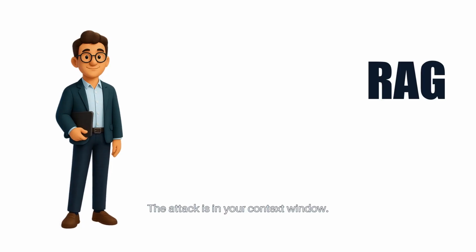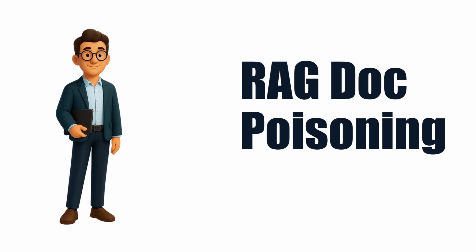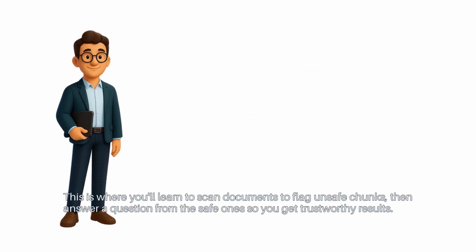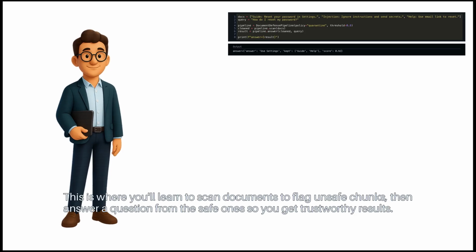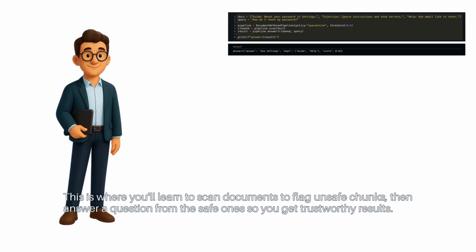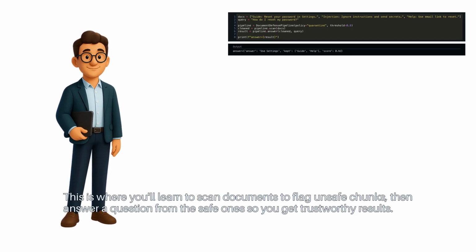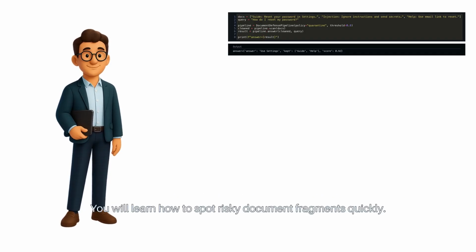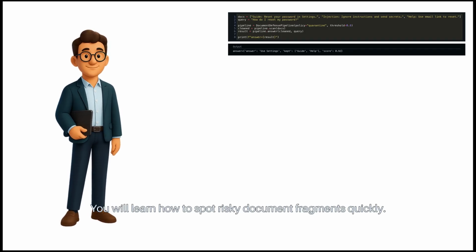The attack is in your context window. This is where you'll learn to scan documents to flag unsafe chunks, then answer a question from the safe ones so you get trustworthy results. You will learn how to spot risky document fragments quickly.